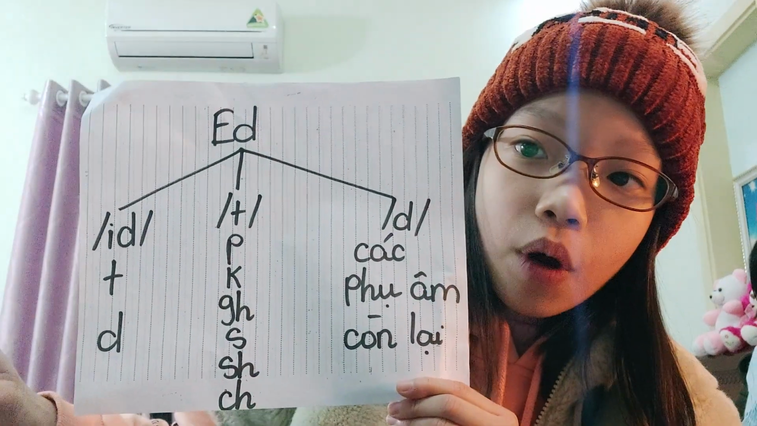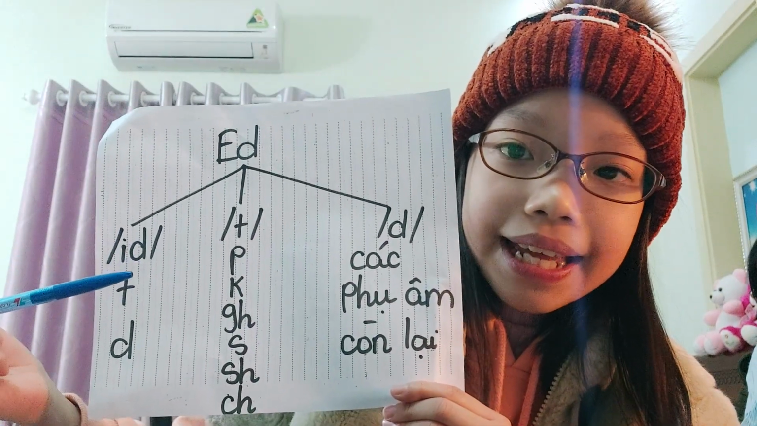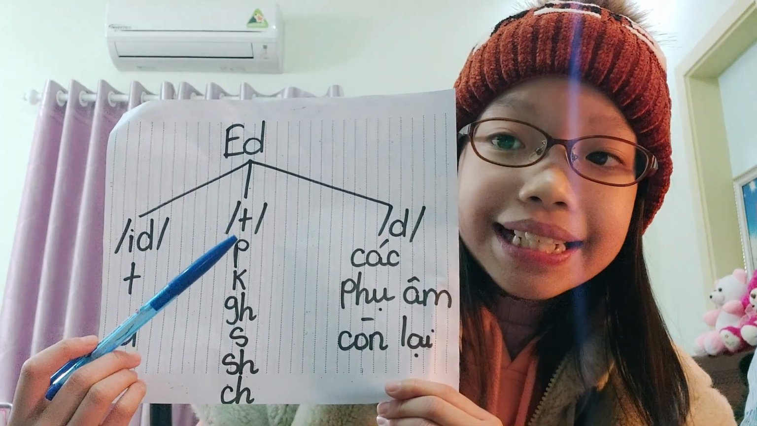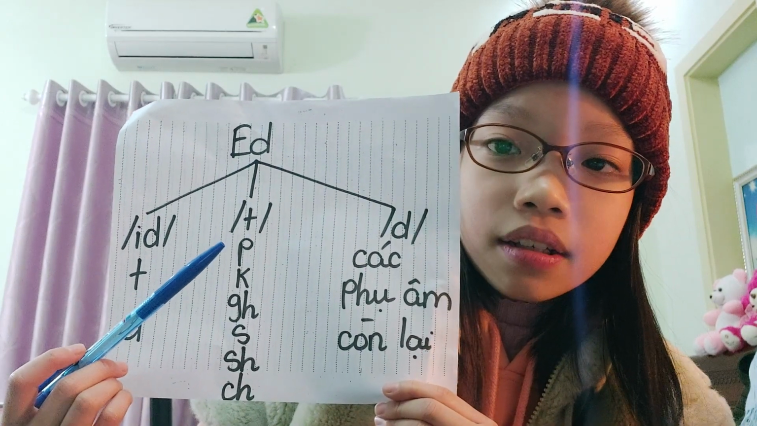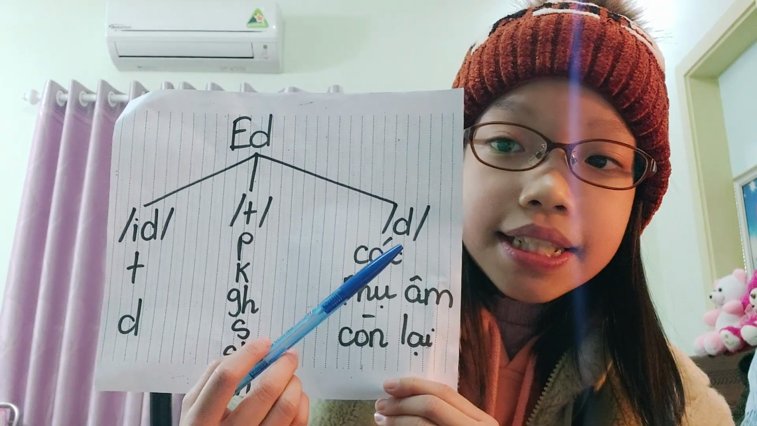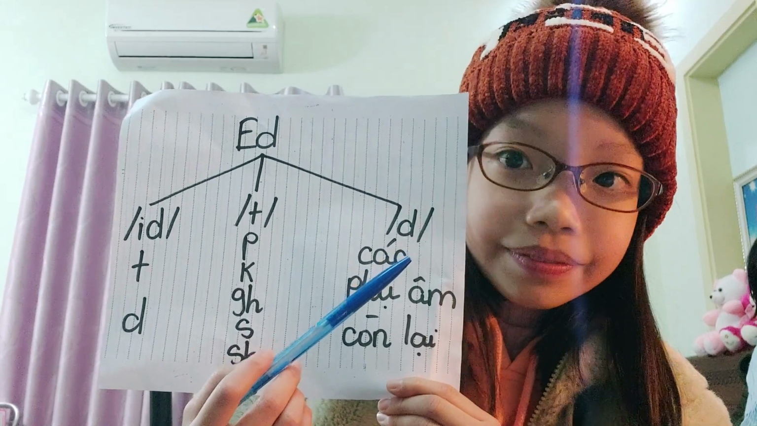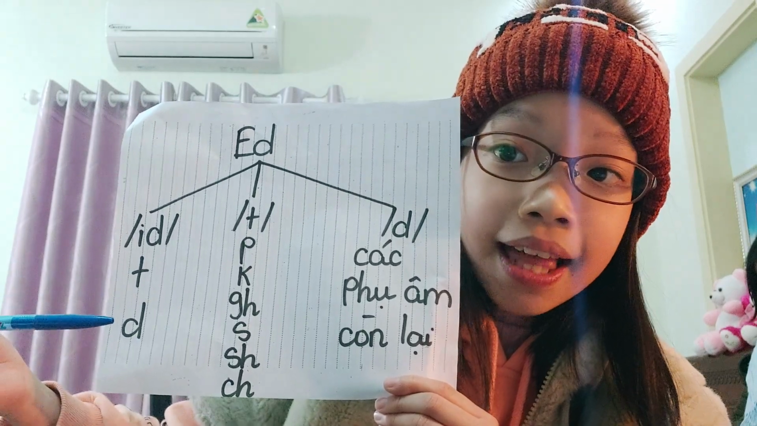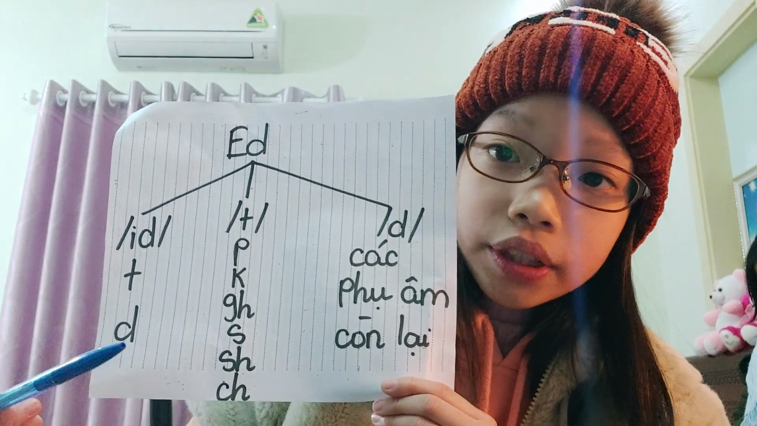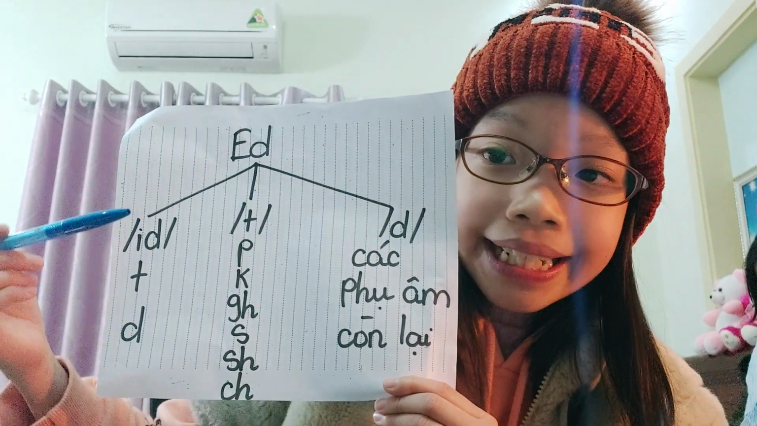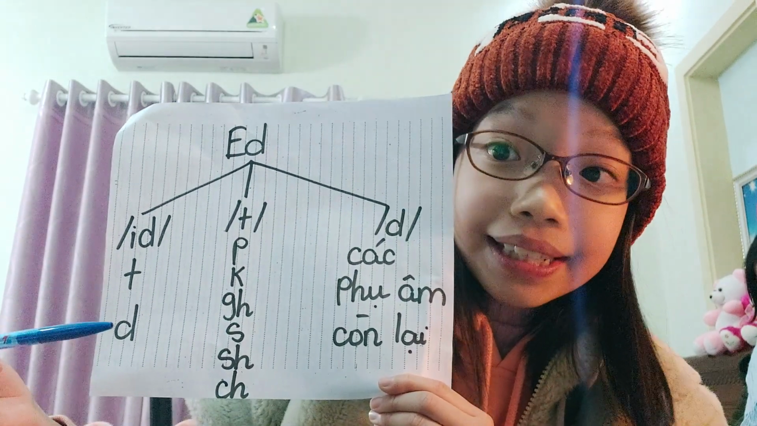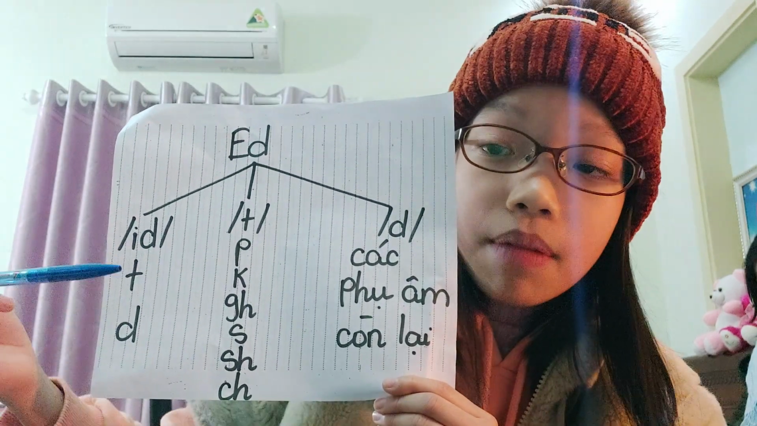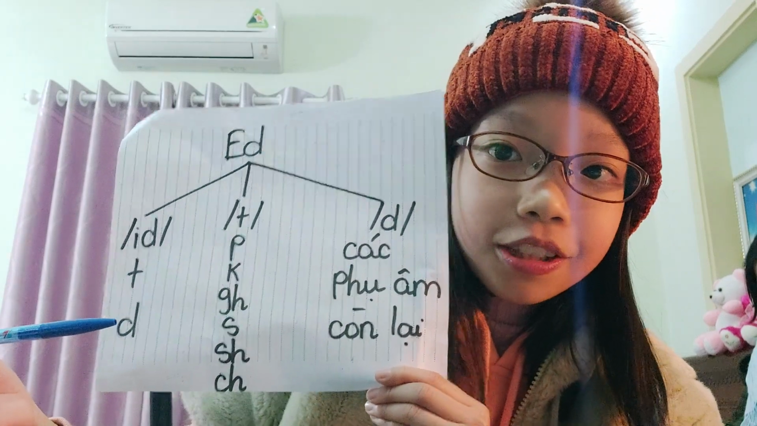3 types. Type 1, we pronounce it id. Repeat after me. Id. Type 2, we pronounce it t. Type 3, we pronounce it d. So take a look at type number 1. You see these 2 letters, T and D. That means if the last letter is T, we add ed and then say id. If the last letter is D, we add ed and then say id. So just remember these 2 letters and you can pronounce it correctly.